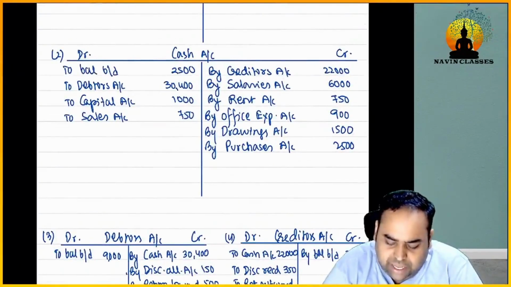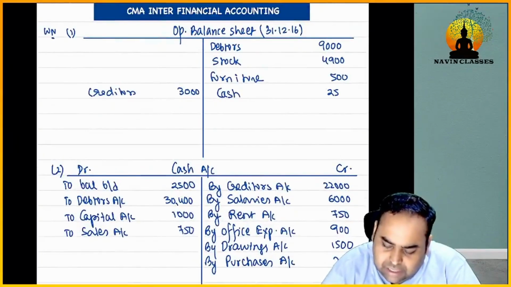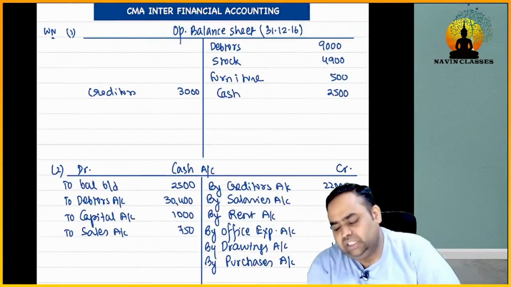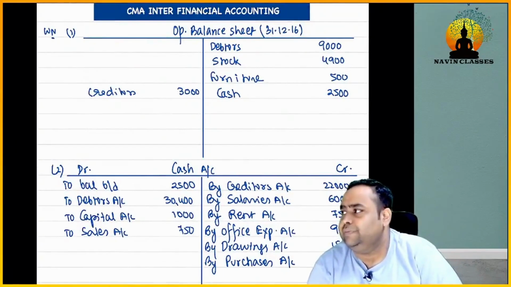2500. Cash is an asset, so 2500 will be included in the balance sheet.